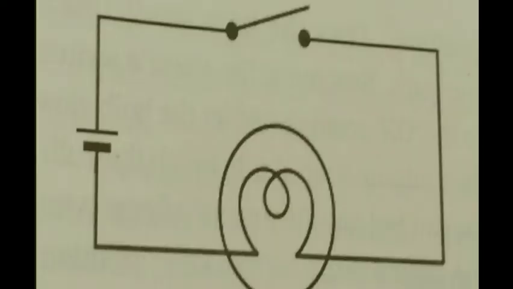What about this? Here the circuit is not complete. So if there is a break in the circuit, it becomes incomplete. Such an incomplete circuit is called an open circuit.